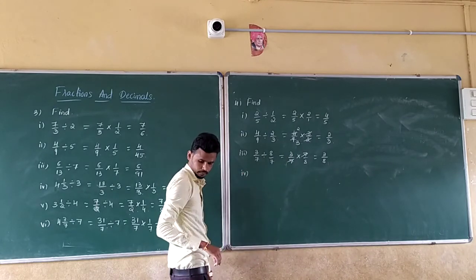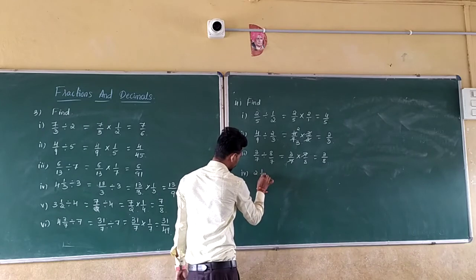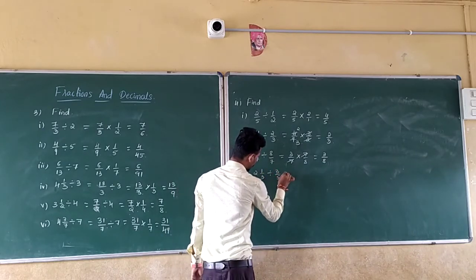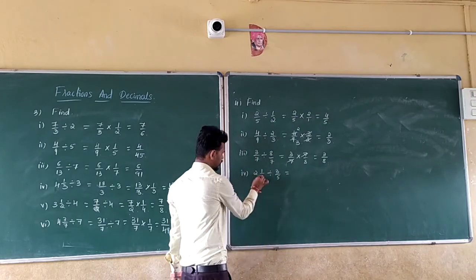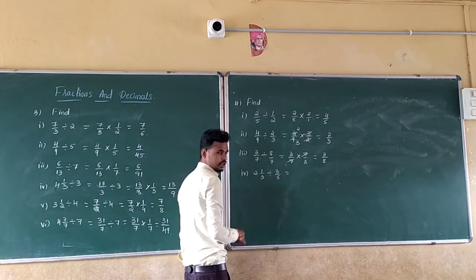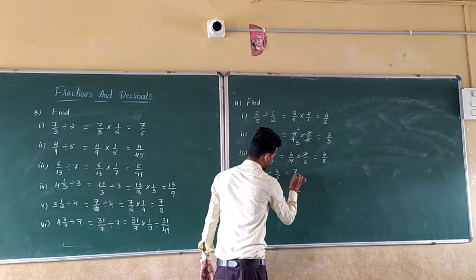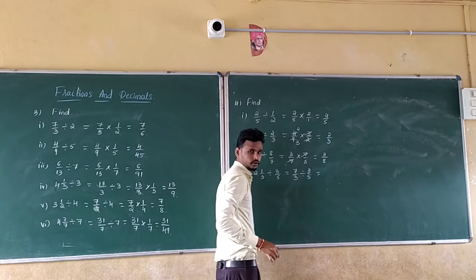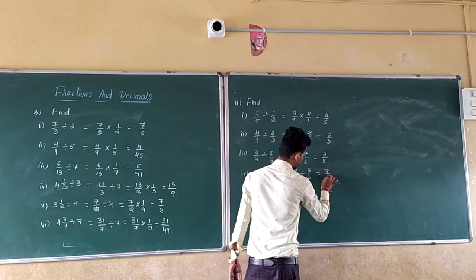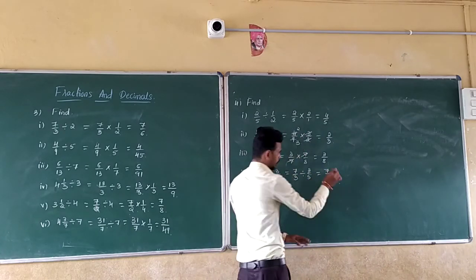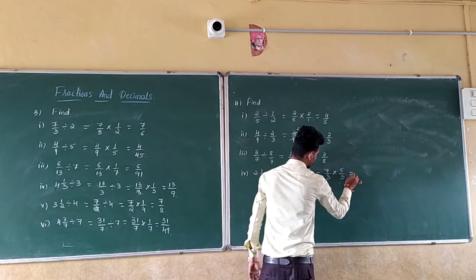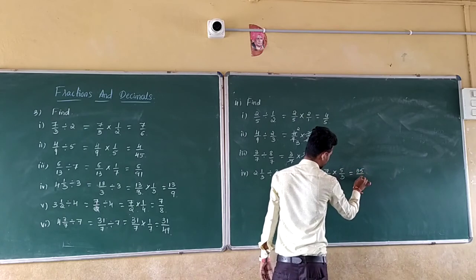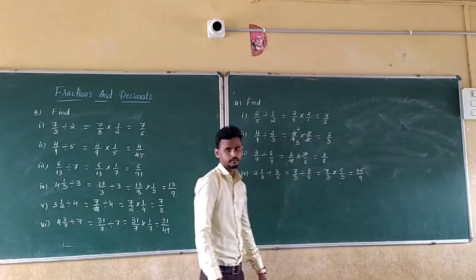Next, fourth one, 2 integer 1 by 3 divided by 3 by 5. Which is equal to conversion into an improper fraction first. 2 3s are 6, 6 plus 1, 7. 7 by 3 divided by 3 by 5. Keep the first number as it is, 7 by 3 into 3 by 5 will become 5 by 3. So here now, 7 5s are 35, divided by 3 3s are 9.